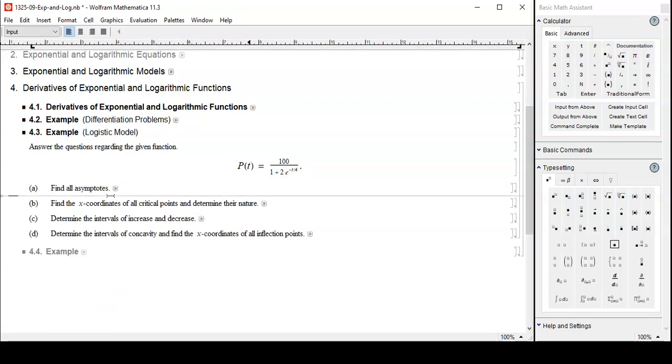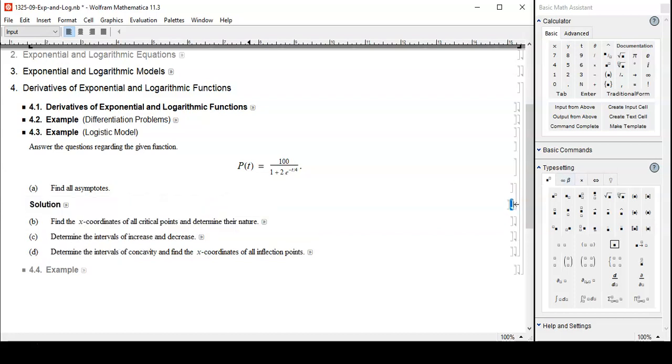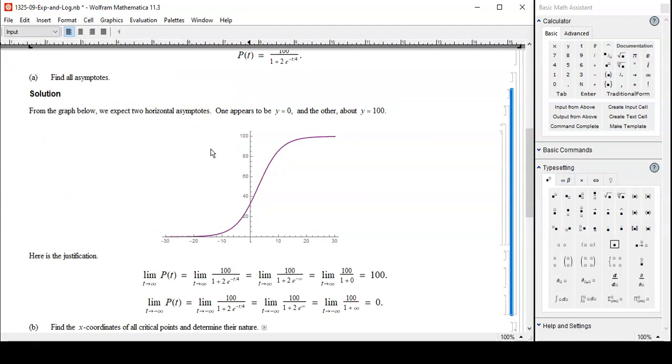So find all asymptotes. To the left-hand side, I have to take the limit toward negative infinity. To the right-hand side, I have to take the limit toward positive infinity. And then we already know the answer: y equal to 0 and y equal to 100. Okay, let's go ahead and do the computation. Here's a graph.